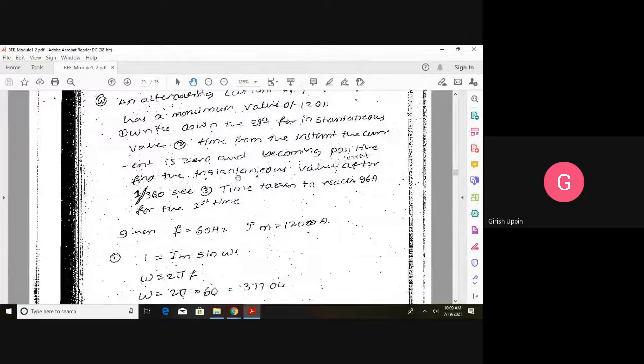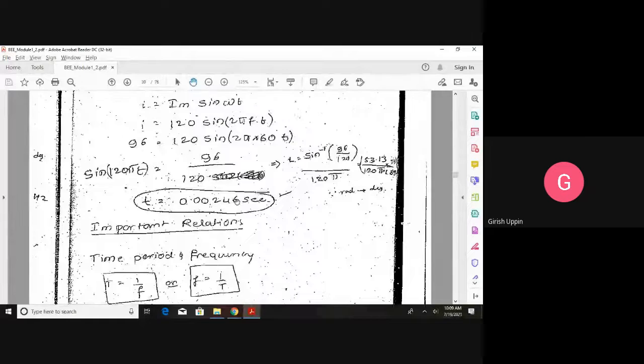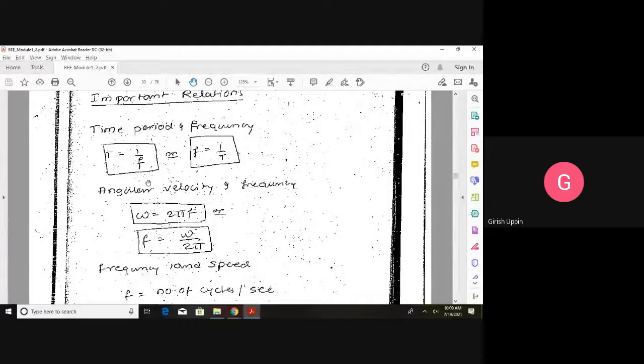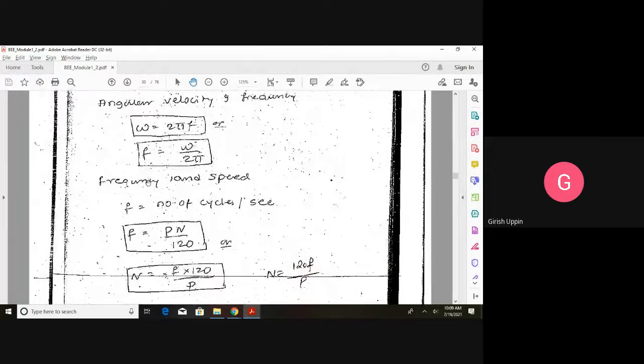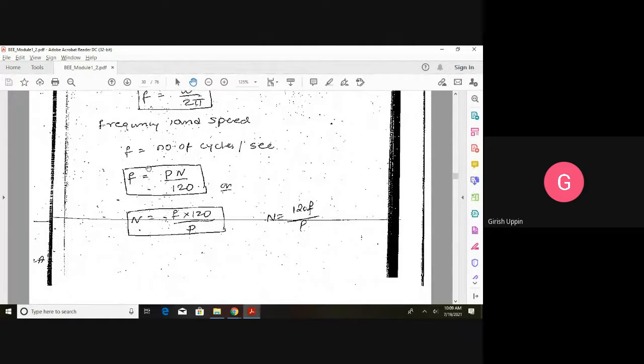So the next one is also a similar problem. You can just look into that. It is available in the notes. Some important relations, we already discussed this. T is equal to 1 by f. f is equal to 1 by T. Omega is equal to 2 pi f. Okay, don't worry about this right now.